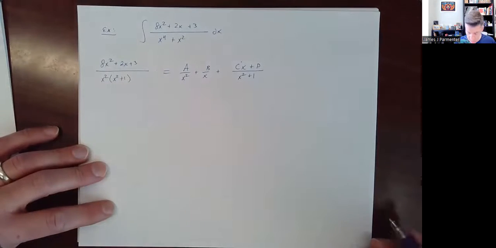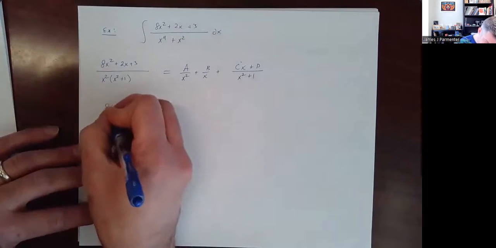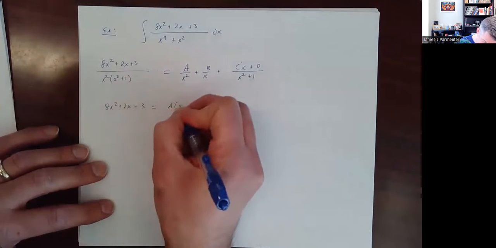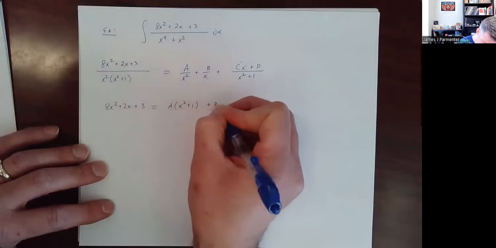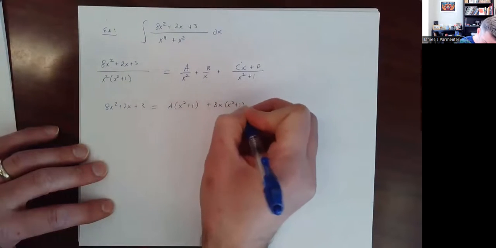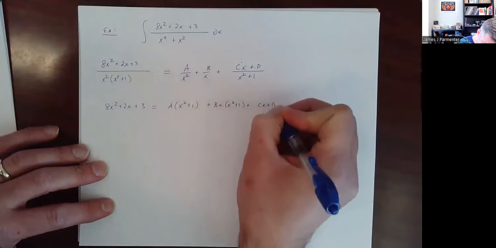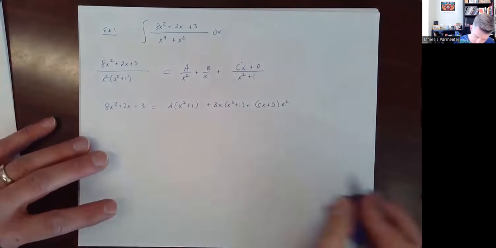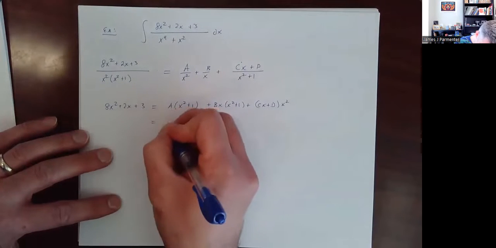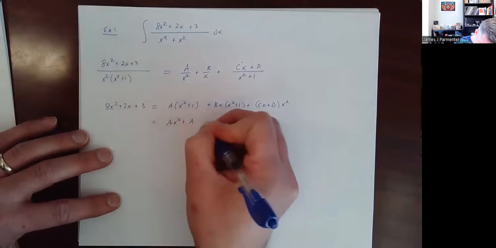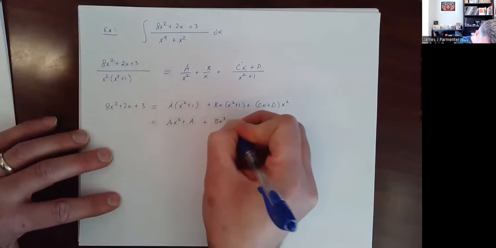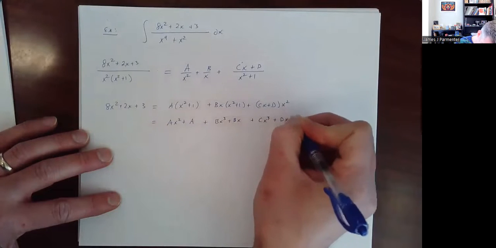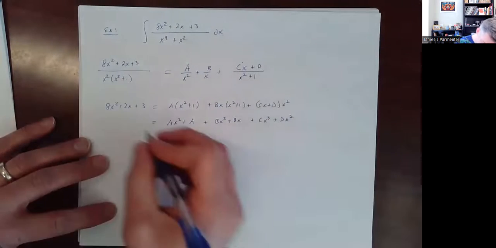And then we multiply both sides by the common denominator. So we're going to get 8x squared plus 2x plus 3 equal to a times (x squared plus 1) plus b times x times (x squared plus 1) plus (cx plus d) times x squared. If you prefer, you might multiply this out a little bit. You might write this as ax squared plus a plus bx cubed plus bx plus cx cubed plus dx squared. You might not. I don't know.